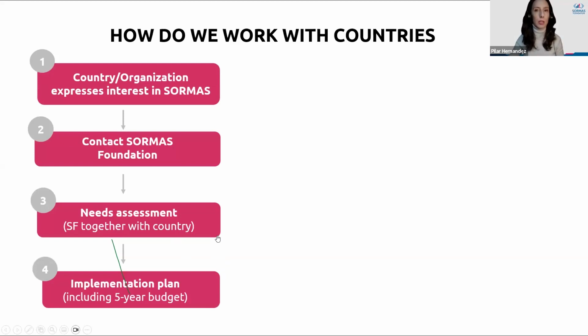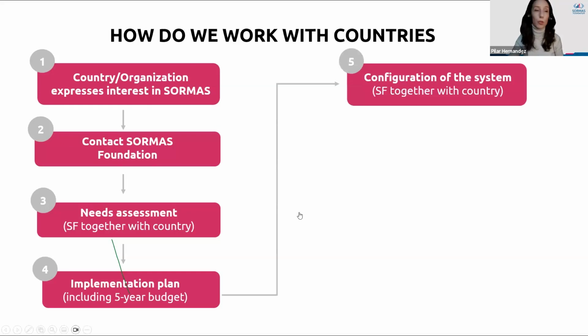The budget issue is important because most of the time people do not know exactly what the costs of the implementation of a digital tool are. So we try, from the very beginning, to inform of what is needed. It is the server, the team, etc., or the tools or the hardware, for example. After this implementation plan has been done, we help countries and organizations with the configuration of the system. This is done together with the team in the country.